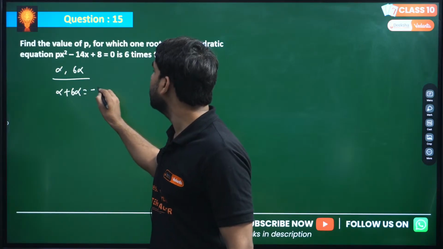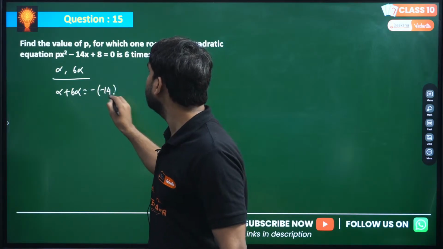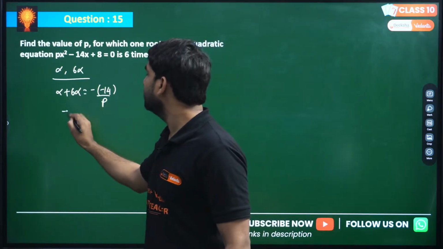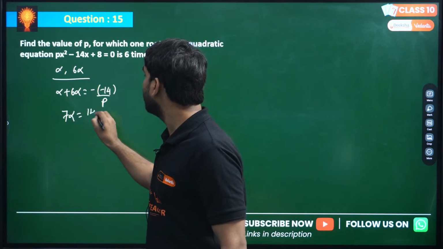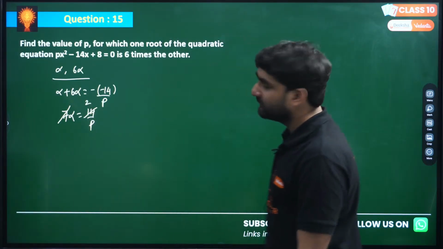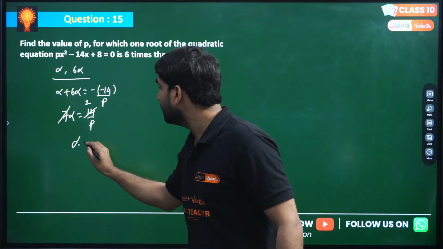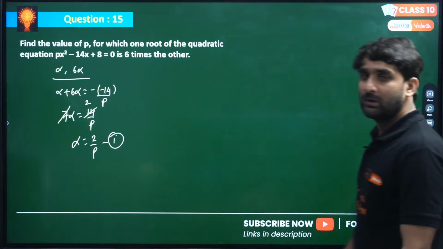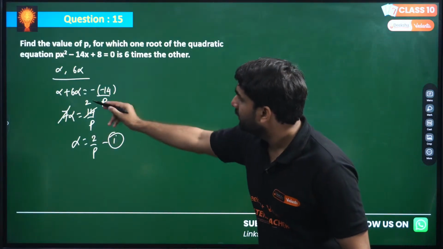Now what we can do here, you know, sum of roots: alpha plus 6 alpha, sum of roots will be minus b by a, minus 14, and a is what? p. Is it clear? So alpha plus 6 alpha will be 7 alpha equals 14 by p. So 7 will cancel 14 by 2. So we are getting alpha as 2 by p. Equation number 1: alpha equals 2 by p.